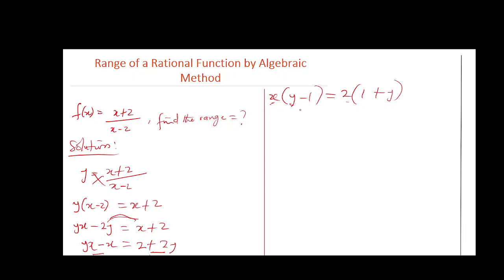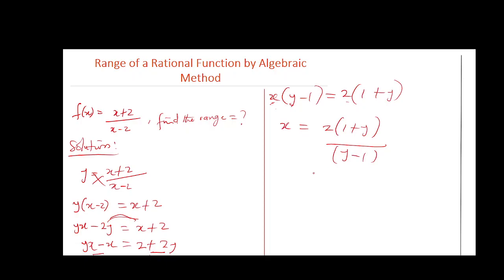If we have this, let's solve in terms of x so that we are able to get the values of y. So for us to solve for x, we have to divide both sides by y minus 1, so that y minus 1 will cancel out. So we are going to have x is equal to 2 in 1 plus y all over y minus 1, right?